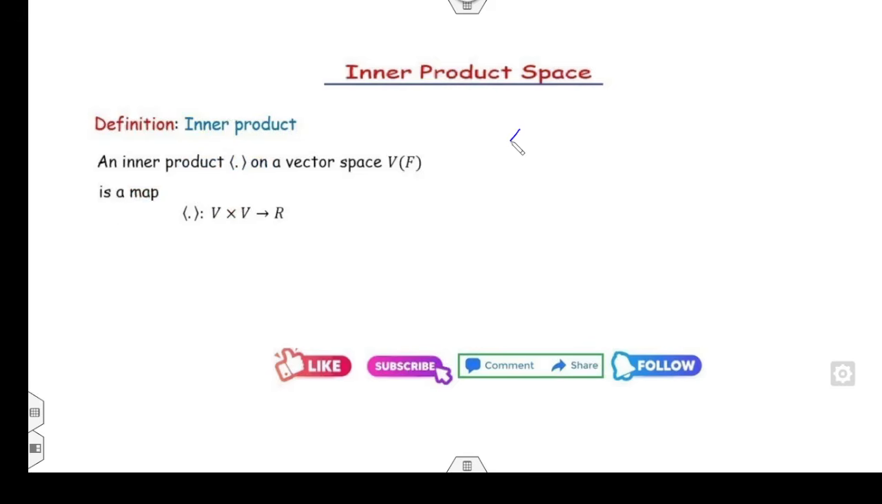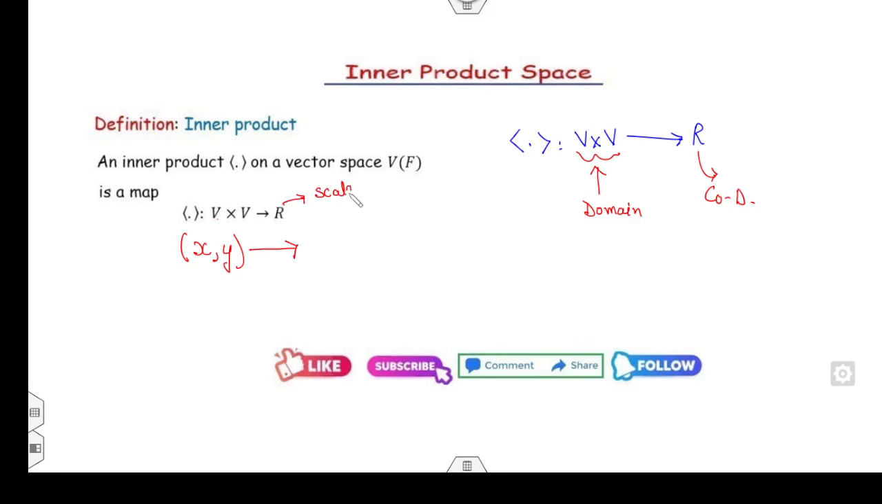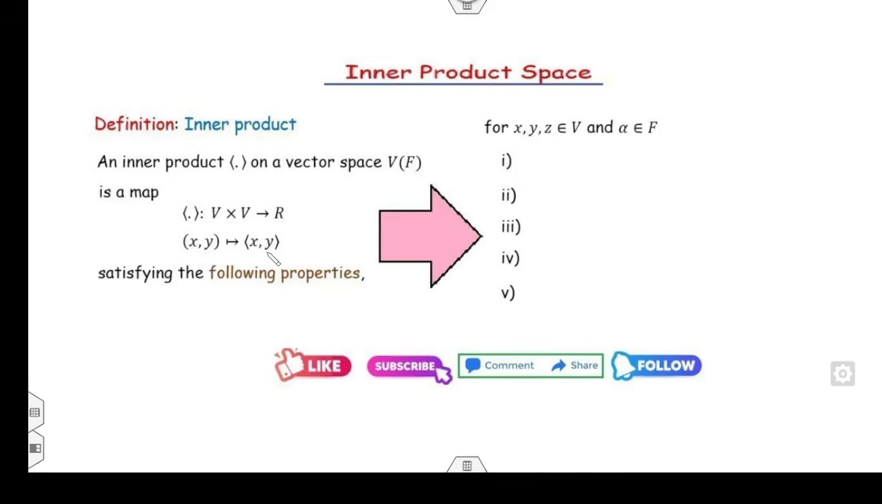Look at the definition. Inner product is nothing but a mapping from V cross V to F. And we know V cross V is my domain, and F is my codomain. If you take any element of V cross V, it maps to a scalar. Fine. So which product can you define as a scalar? That is a dot product. So I can write it as x comma y, if it satisfies my four properties.